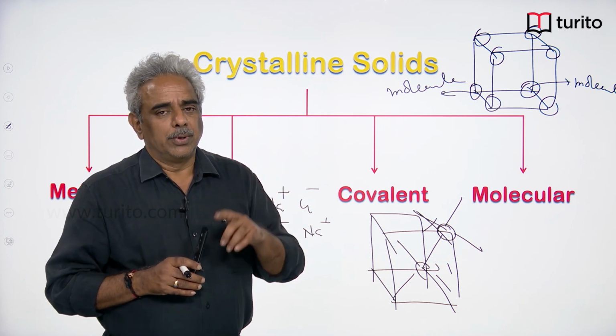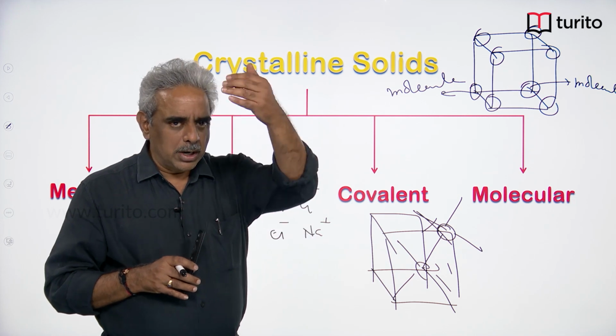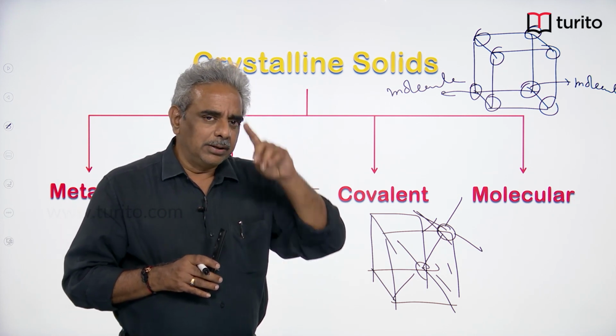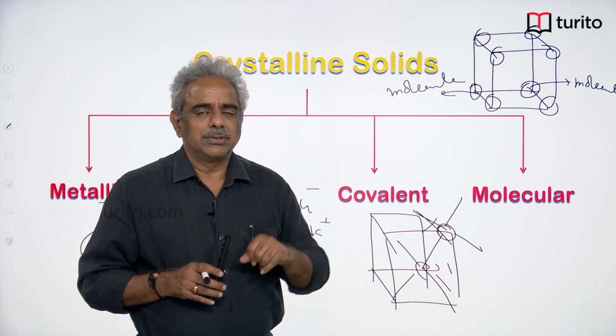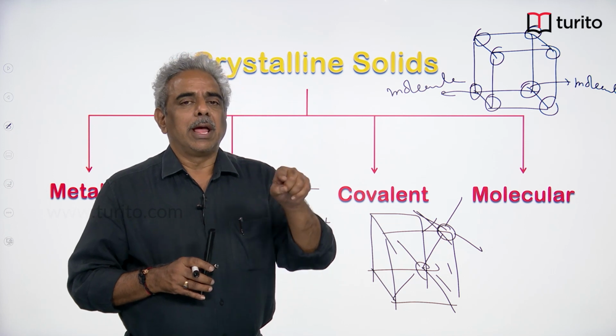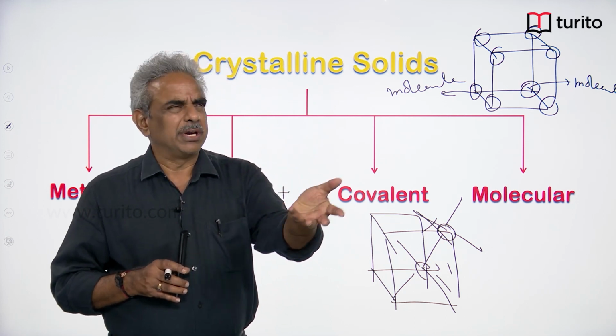In the third group of the periodic table you have boron, aluminum, gallium. Boron's melting point will be in thousands, aluminum's melting point will be in hundreds, gallium's melting point will be in tens, 29 degrees or so.